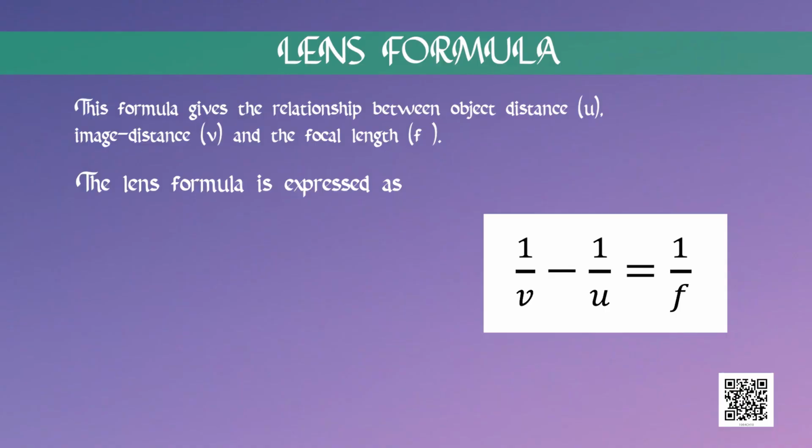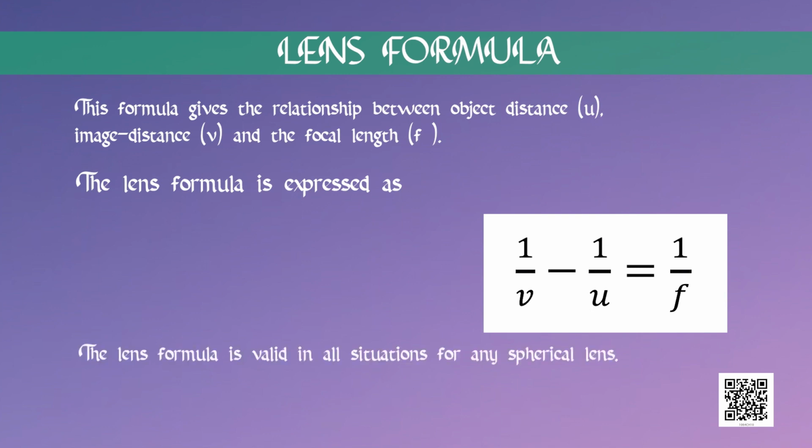Lens formula. As we have a formula for spherical mirrors, we also have a formula for spherical lenses. This formula gives the relationship between object distance u, image distance v, and the focal length f. The lens formula is expressed as 1/v minus 1/u equals 1/f. The lens formula is valid in all situations for any spherical lens. Take proper care of the signs of different quantities while putting numerical values for solving problems relating to lenses.